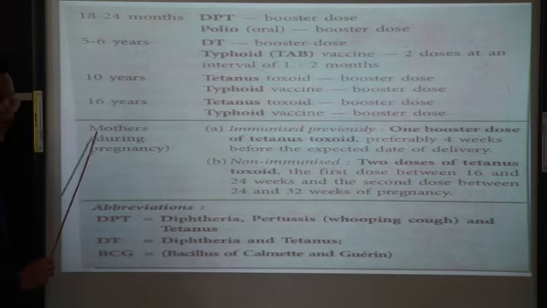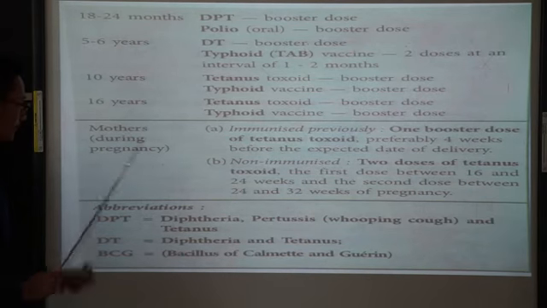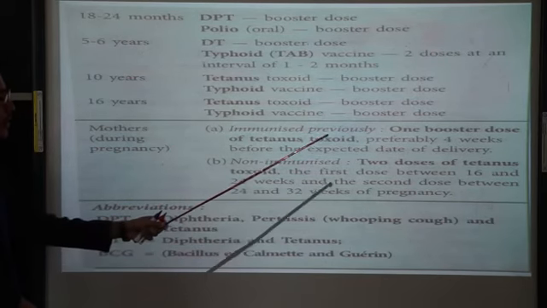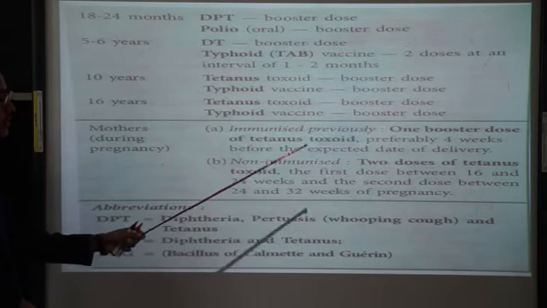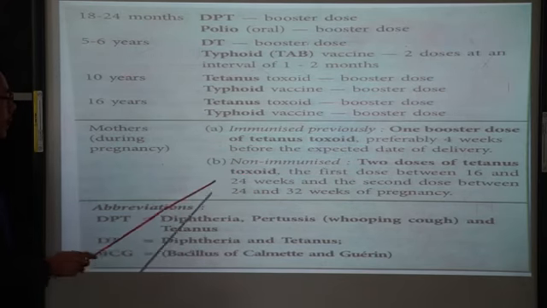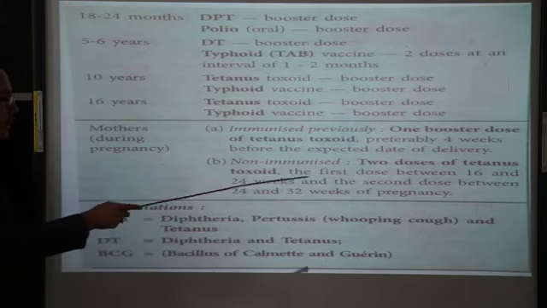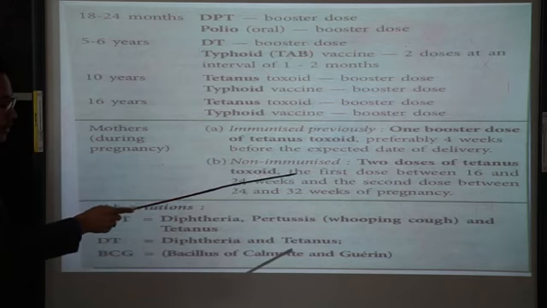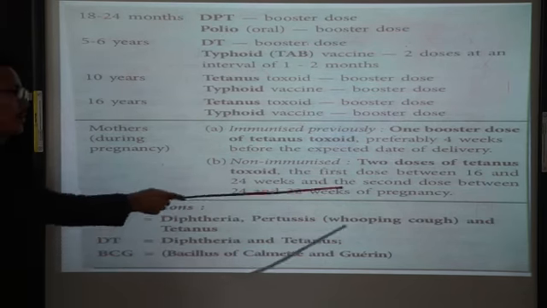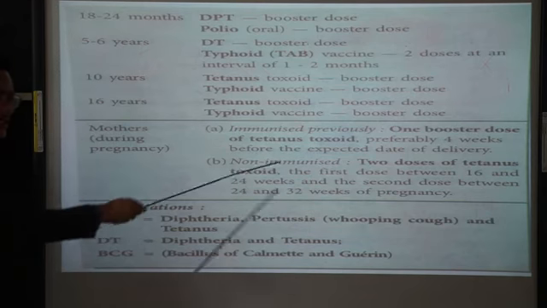Clear? But in mothers during pregnancy, vaccines are also given. First one, if immunized previously, 1 booster dose of tetanus toxoid, preferably 4 weeks before the expected date of delivery. If not immunized, 2 doses of tetanus toxoid: the first dose between 16 and 24 weeks, and the second dose between 24 and 30 weeks of pregnancy. This is the immunization schedule.